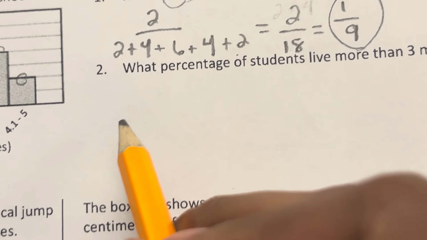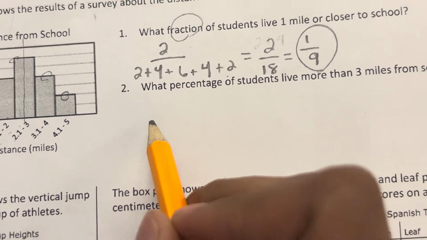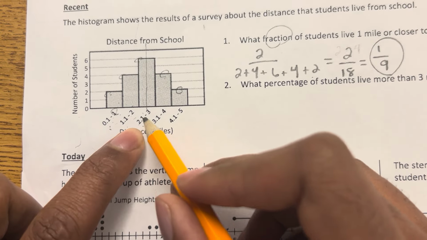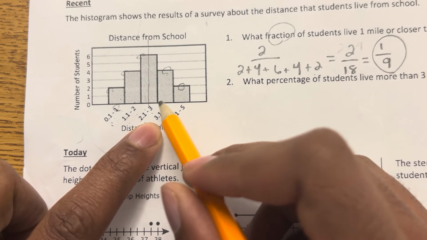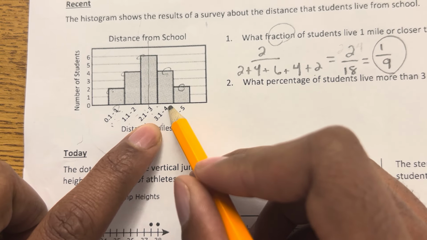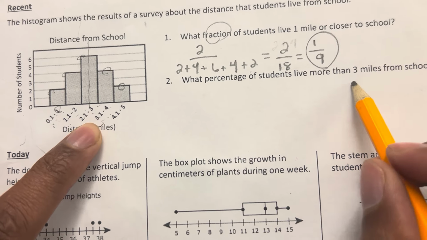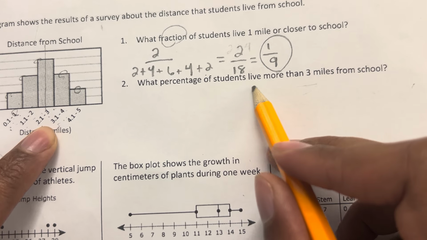2, what percentage of students live more than 3 miles from school? Okay. Well, right here I see 2.1 to 3 miles. That's a possibility, but they want more than 3 miles, so we can't focus here. We have to focus 1 notch up. 3.1 to 4 definitely falls under the lives more than 3 miles category.